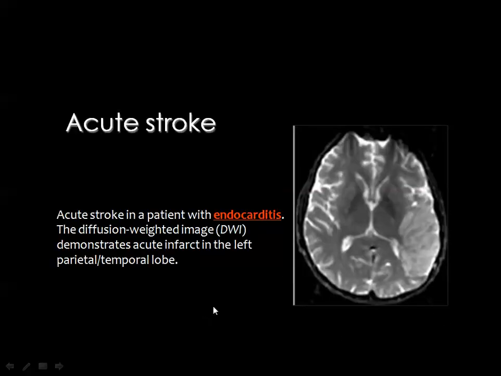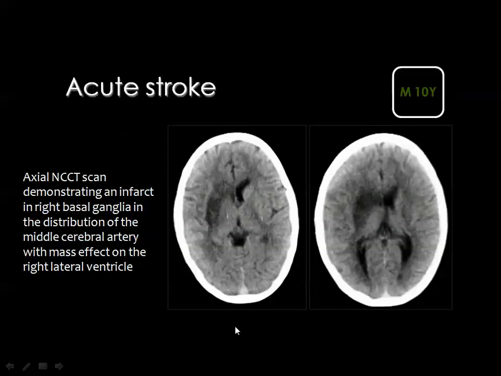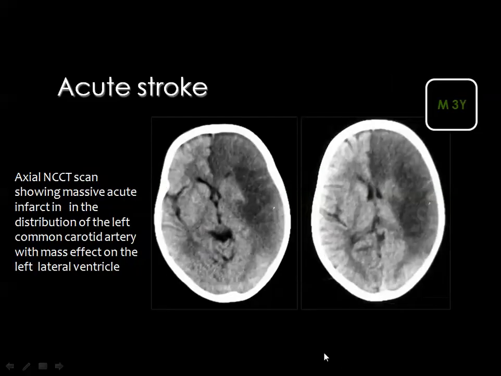And this is a patient with endocarditis showing an infarction in the temporooccipital area. It is cortical and subcortical in distribution, similar exactly to the infarction seen in adults. And you can see there is some compression of the adjacent ventricle. And this is also an acute infarction in the basal ganglia, affecting the head of the caudate as well as the lentiform nucleus, with a mass effect on the right lateral ventricle.